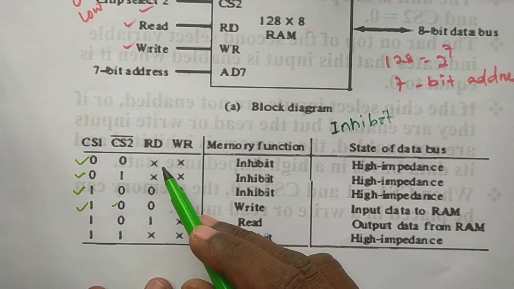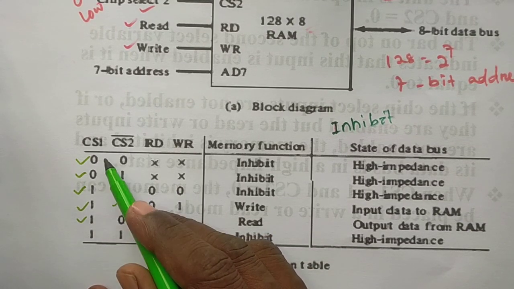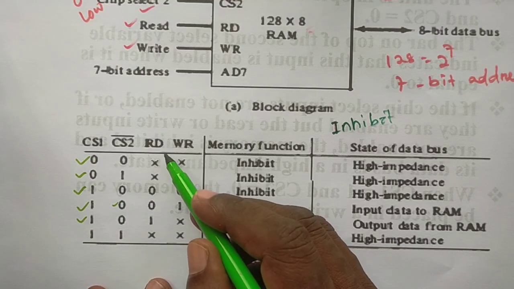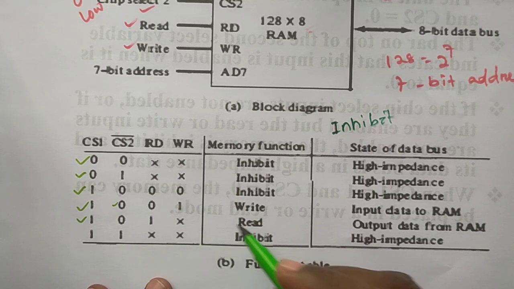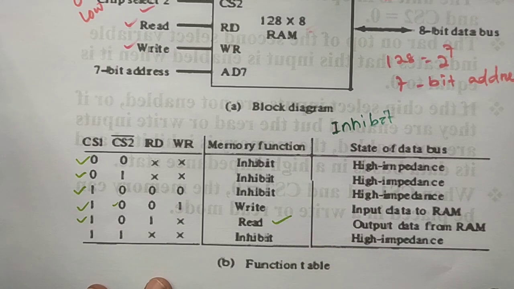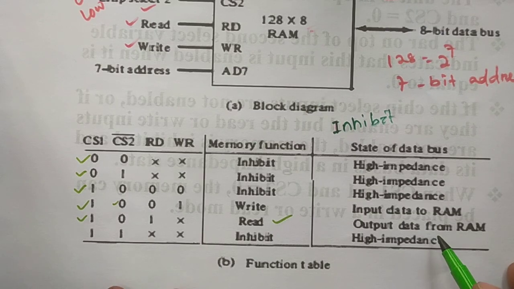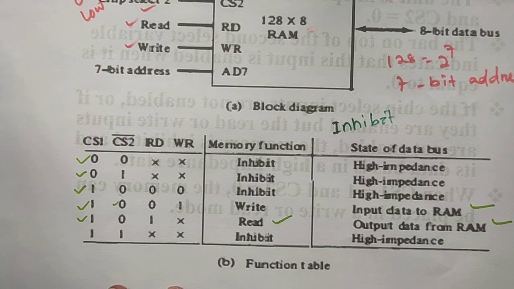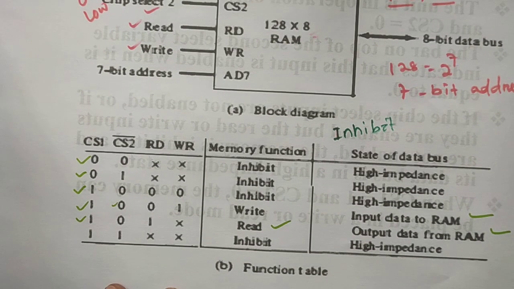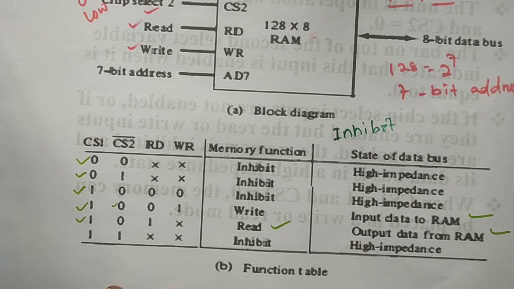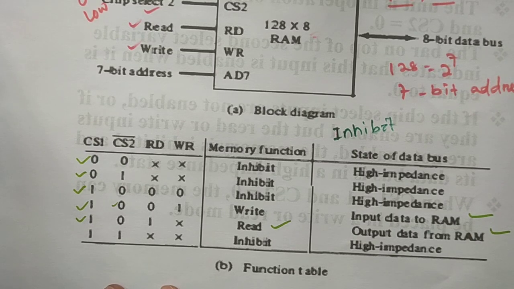Okay, another case. If it is the same, that is 10, CS1 is 1, CS2 complement is 0, then what happens? Read operation will activate. Write operation, nothing, no need, right? Not read and write at a time. Then the read operation is activated. In that case, what happens? Output data from RAM. That means we collect the data from RAM. Data is transferred from RAM to any other component, not written. That means we can only read, we can't write anything. Read means only read, that cannot be written. So output data collected from RAM.